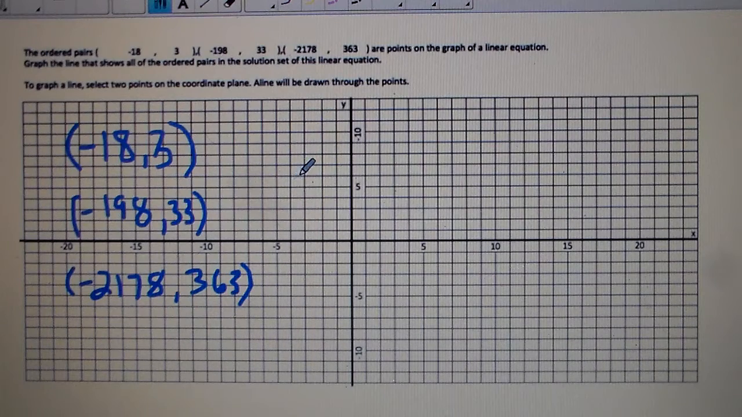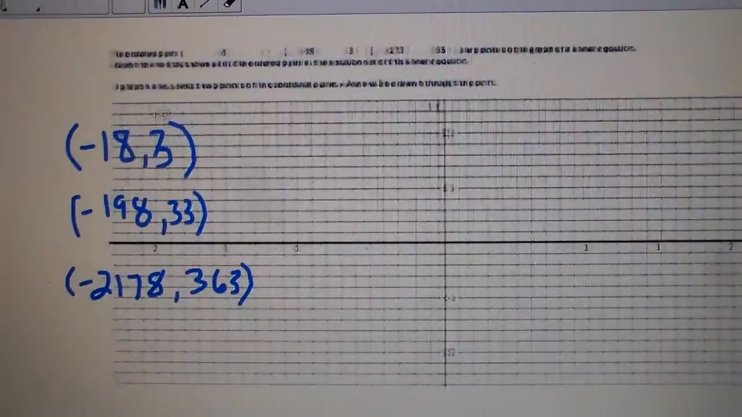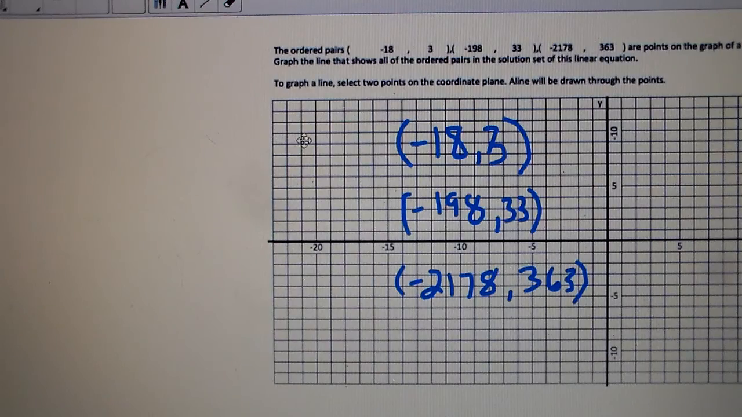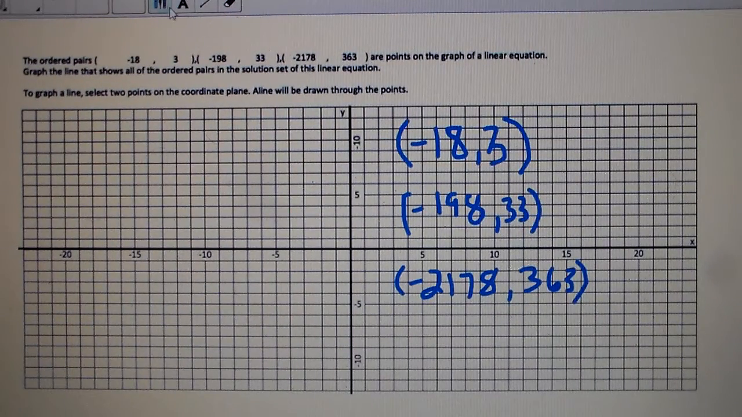Our goal is to graph this line onto this graph. However, it would be pretty tough to graph the coordinates -198, 33, because our graph isn't that big. Same as -2178, 363. However, -18, 3, we can graph. So I'm going to slide this over so you can see -18, 3 is that coordinate right there. So at least one of the three coordinates can be graphed, which is a good thing.